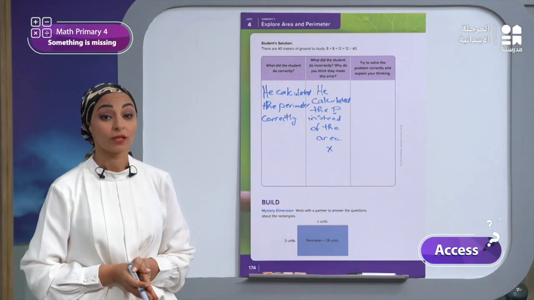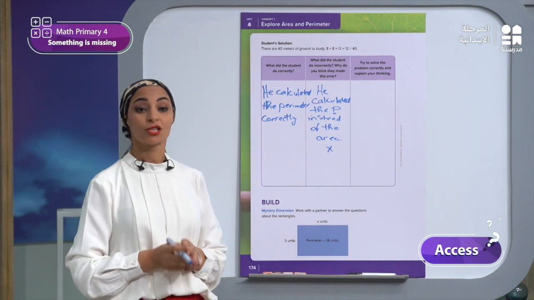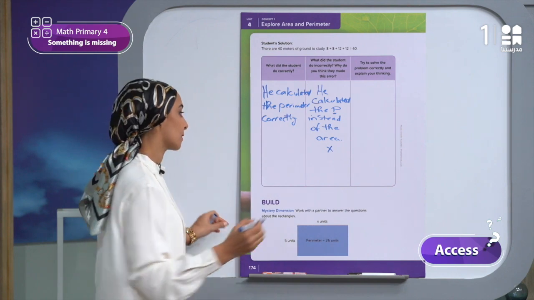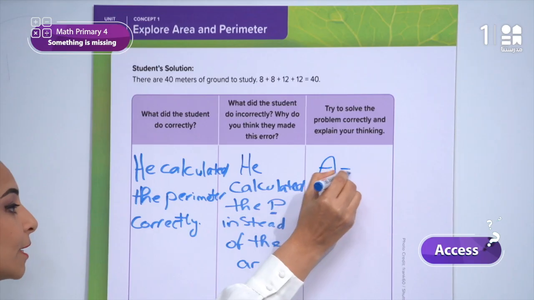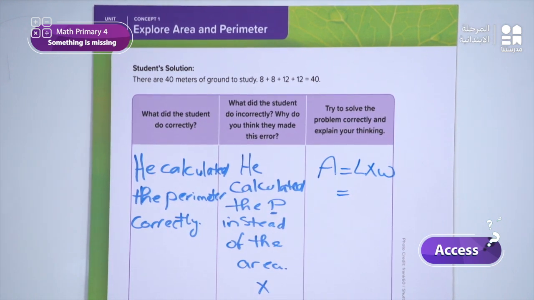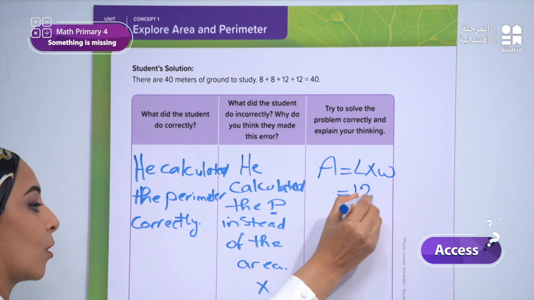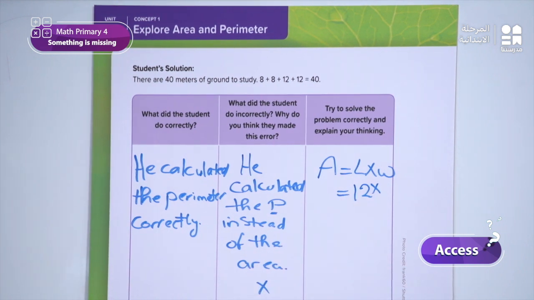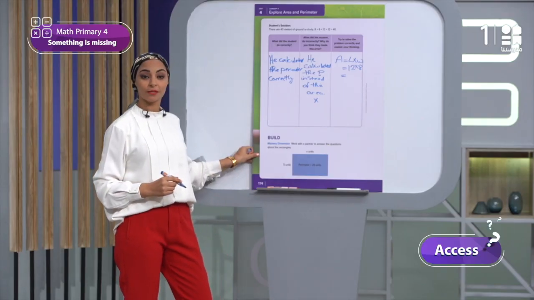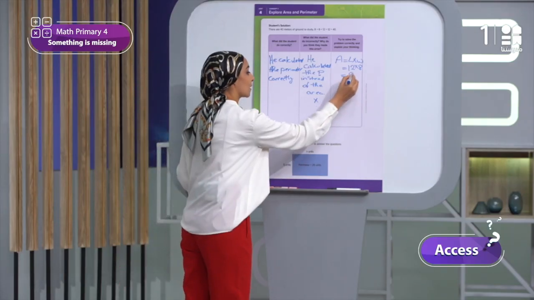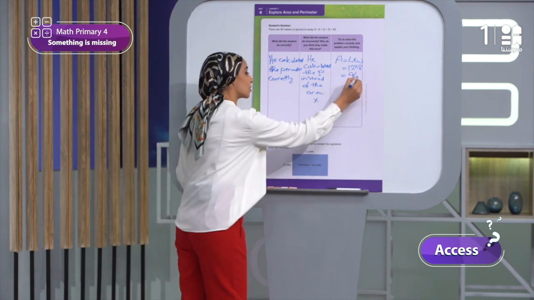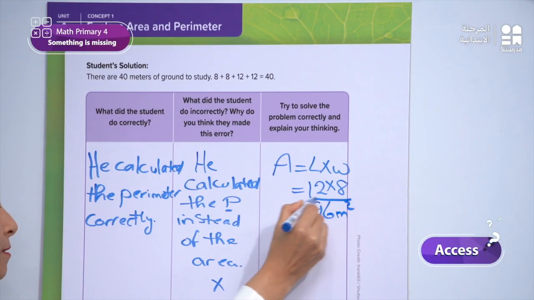So the correct solution is what? The question actually wants the area. So area equals what? Yes, as we know, area equals length times width. Let's write the rule here: area equals length times width. Then I'll put the numbers. Length equals what? Yes, length equals 12. And width equals what? The width is 8. So 12 times 8 gives me what? 12 times 8 gives me 96. 96 what? Yes, this is very important. 96 meters square. And this is the right answer.